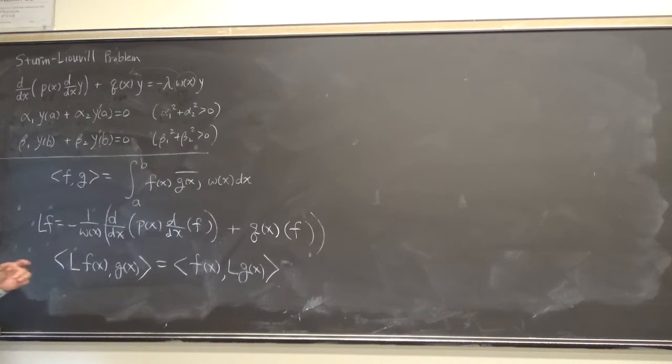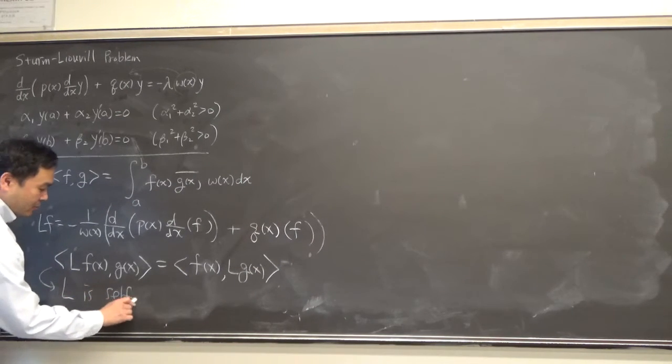Okay. So L can be moved from one side to the other, and that's called self-adjoint. So in other words, L is self-adjoint.